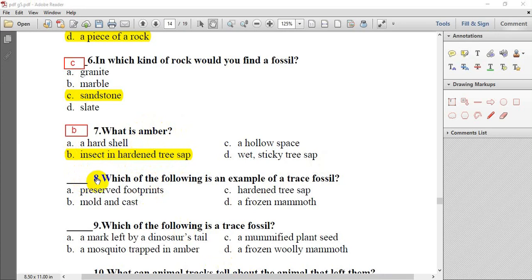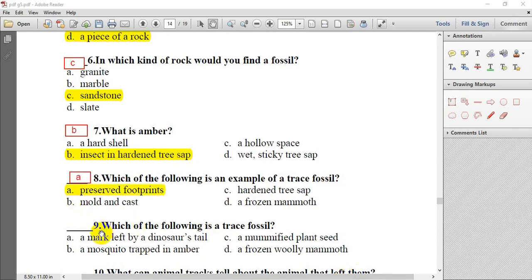Question 8. Which of the following is an example of trace fossil? As we said, trace fossil is anything left from the animal. It can be preserved footprint or saved footprints, mold and cast, hardened tree sap, or a frozen mammoth. The only trace fossil here is, yes, the saved footprints while the animal walking on wet mud. The animal leaves the hollow space, or they leave the footprints, and when the mud dries it keeps the shape of its footprints, so it will be letter A.